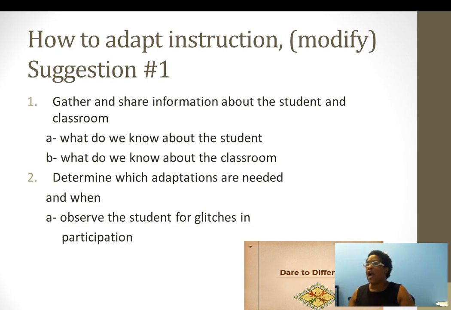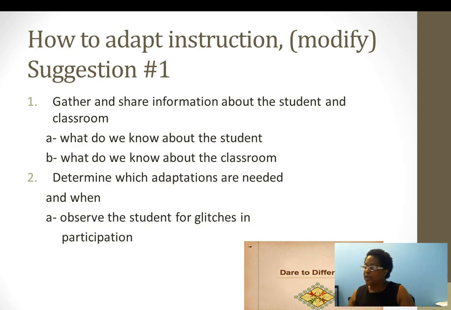So how to adapt instruction or to modify it, there are some suggestions from these researchers and others. And they say that what you need to do is gather and share information about the student and the classroom. And then think about, what do we know about the student? What do we know about the classroom? And then think about which adaptations are needed. And then as you start to layer in those things, look for glitches in participation, where the student is falling through the cracks when we change whatever we're changing.